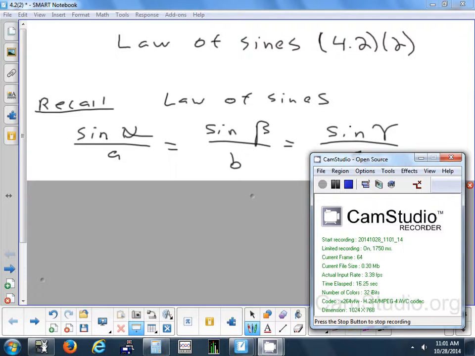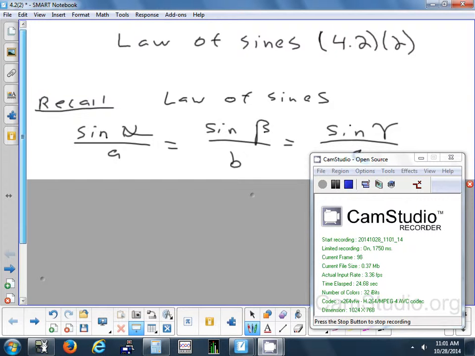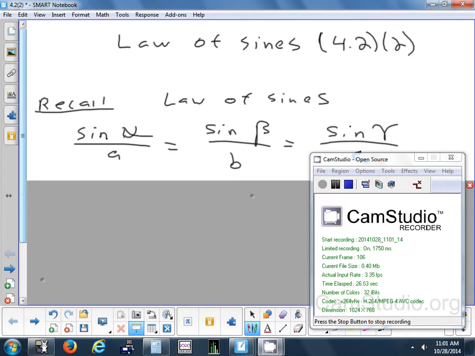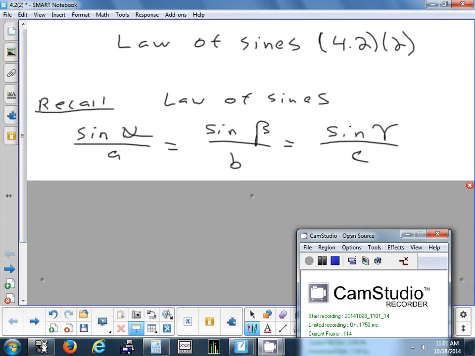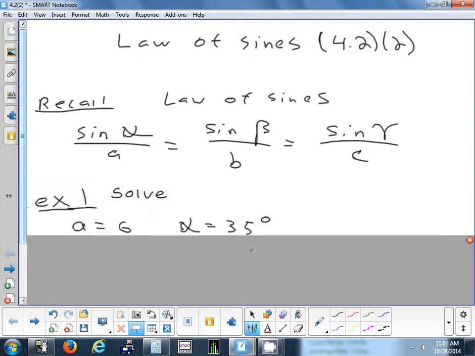Okay, we went through and proved the first two parts of the law, sine of alpha over A, sine of beta over B. And the last part is sine of gamma over C. We're never using all three parts of the law at once. You're only using two at a time to make a proportion. So either the first two parts, the last two parts, or the first part and the last part.